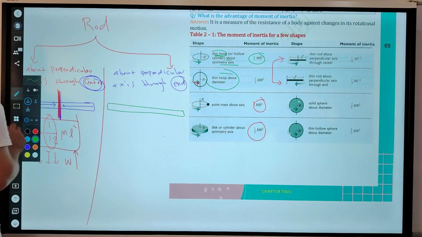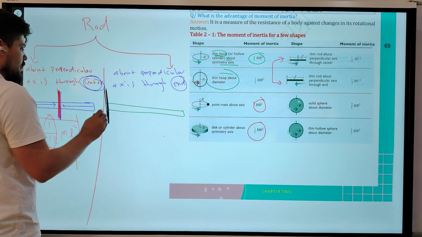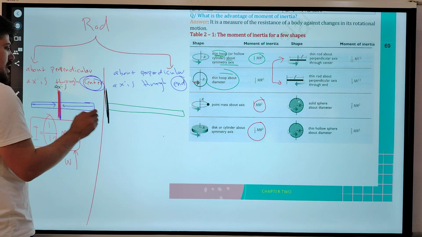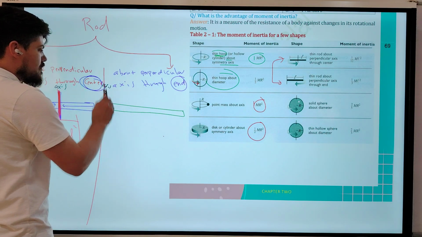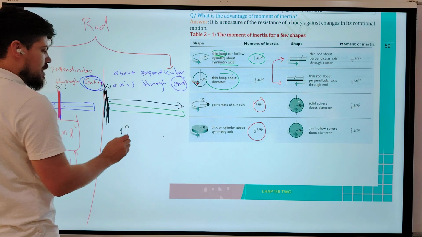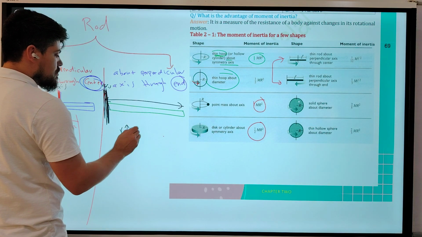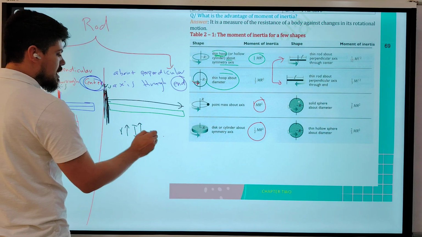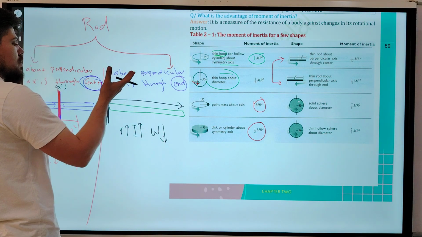But its axis of rotation is located at the end of the bat. Okay? What is this? This is the axis, and also this is the axis of rotation. In that case, we have more distance from the axis of rotation, more radius, more length, and it provides more moment of inertia, but less angular speed. Less angular speed has more moment of inertia.